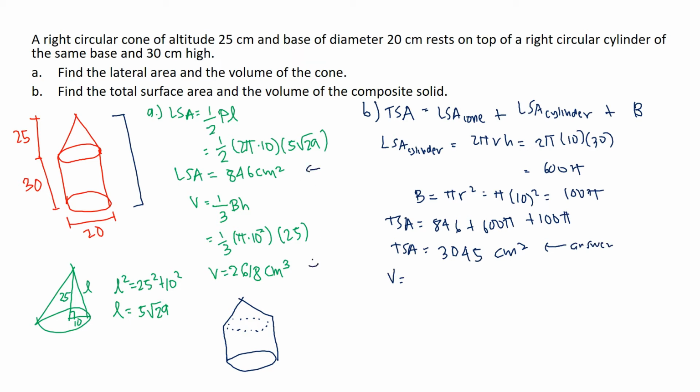So, for the volume, answer this one too. For the volume of the composite solid, just simply get the volume of the cone plus the volume of your cylinder. The volume of the cone we already solved, 2618. The volume of the cylinder, area of the base times height. That's just pi r squared h, class. Right? So, 2618 plus pi, radius is how much? 10 squared, times the height of your cylinder, 30. So, solving for that, how much do we get?